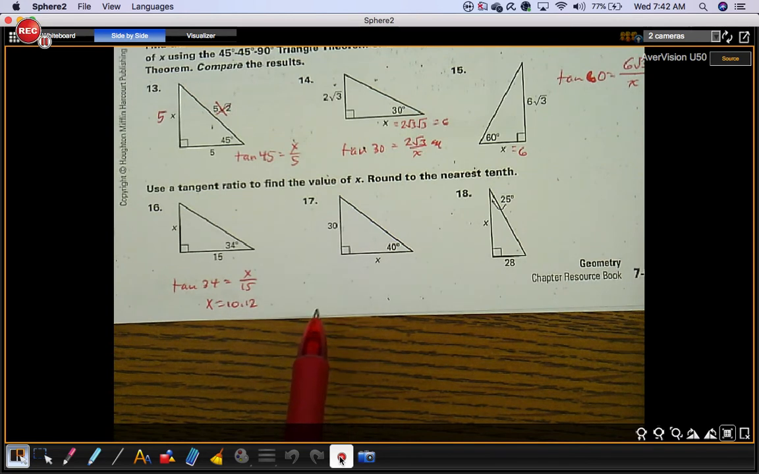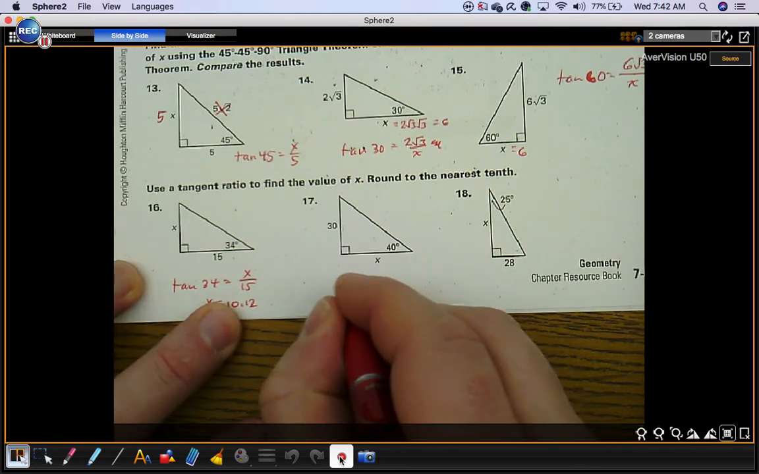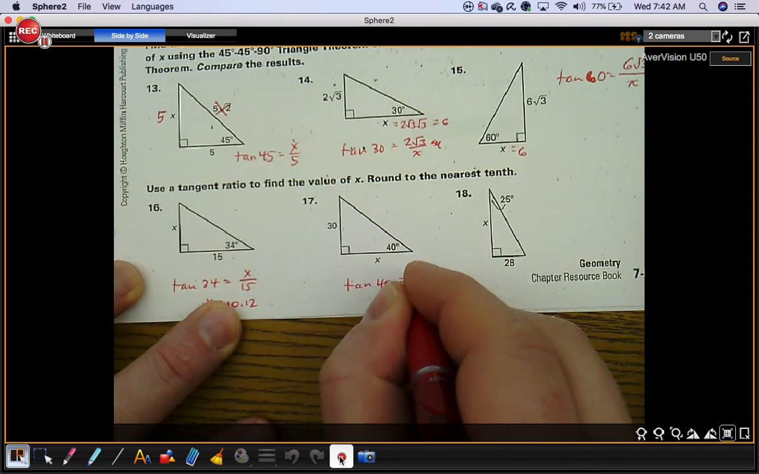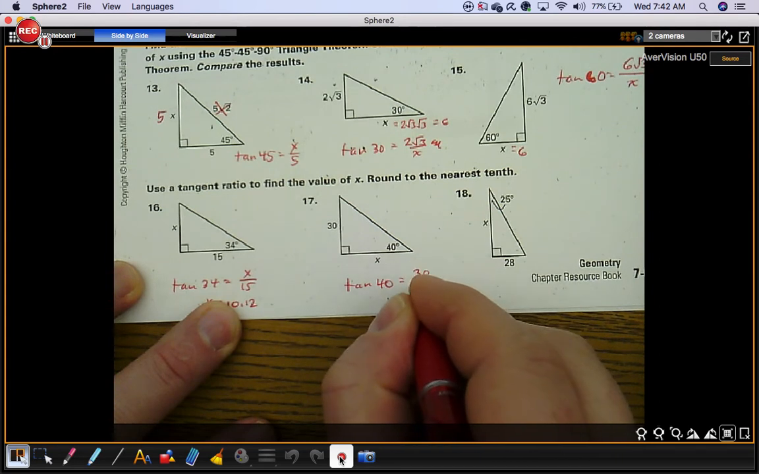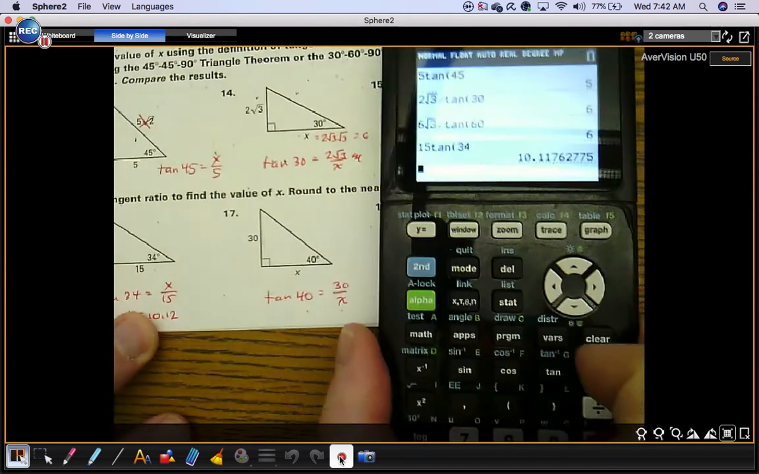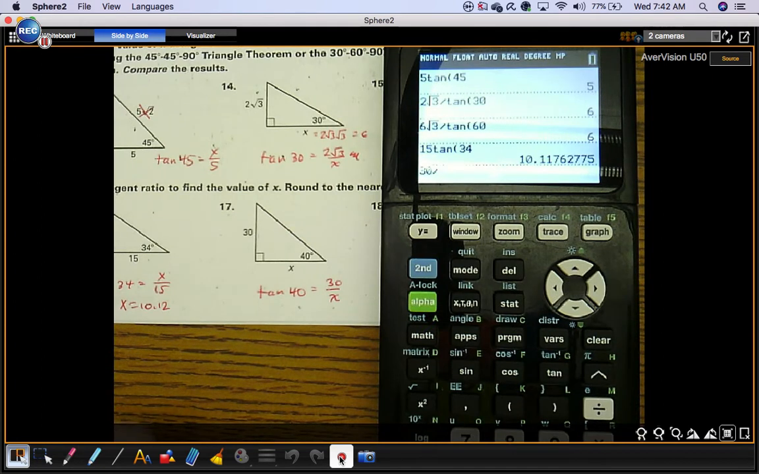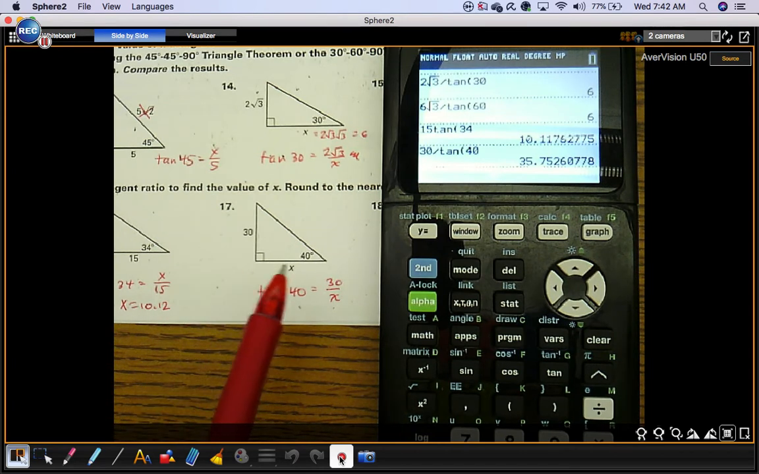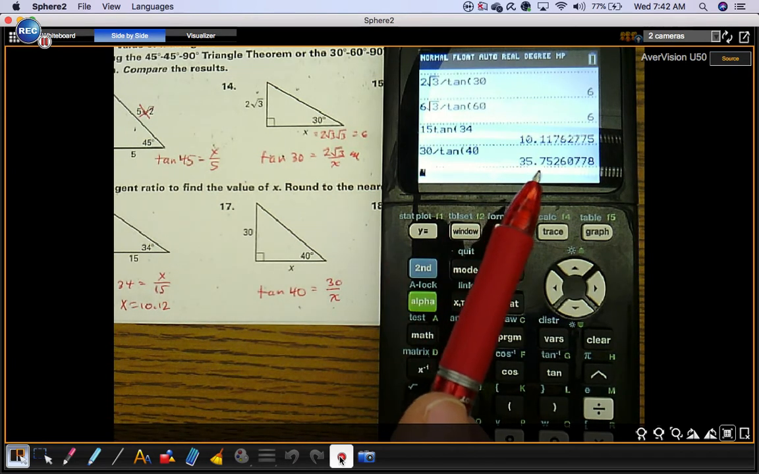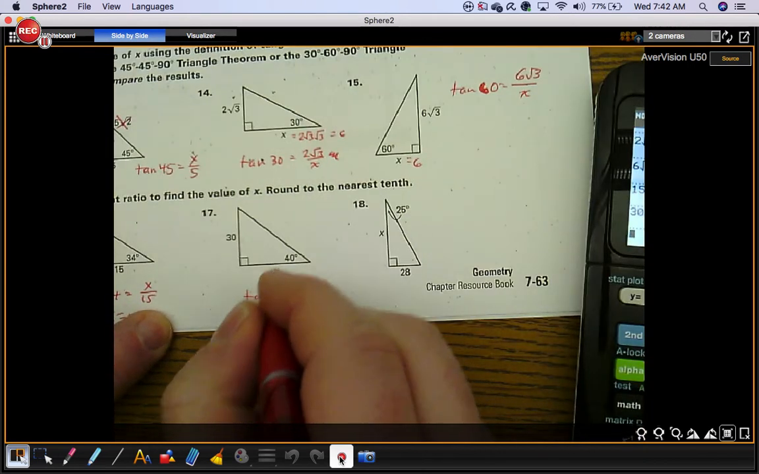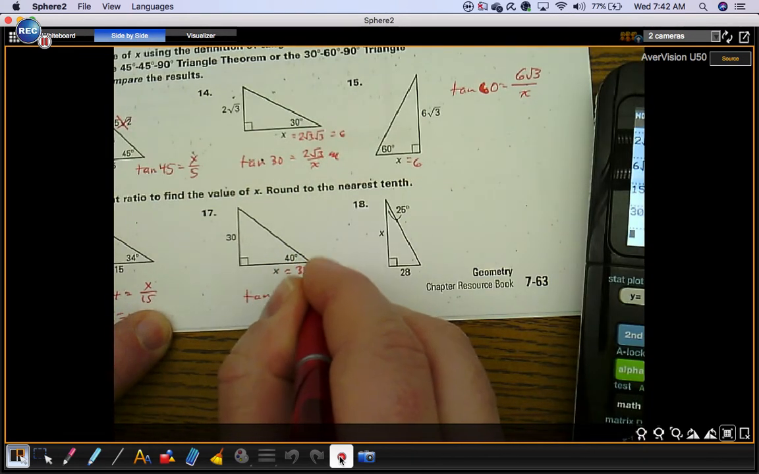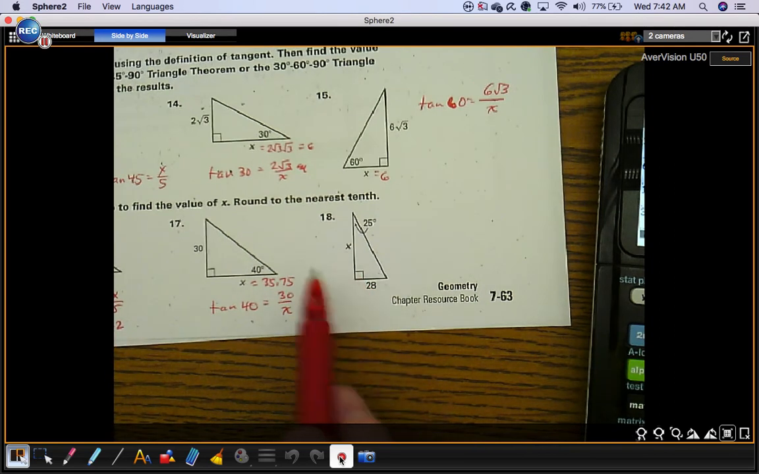Okay, we'll do this one too. Maybe we'll talk about that little strategy there before we start. This is less than 45, so that's the shorter leg. That means this is the longer leg. Tangent of 40 equals opposite over adjacent. So I'm going to do 30, and I'm going to divide by tangent 40. Notice how that is the longer leg, like I said. 35.75. This one you could do on your own. It's the same as the others.